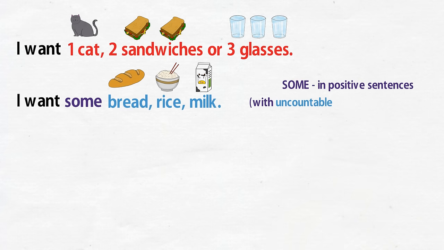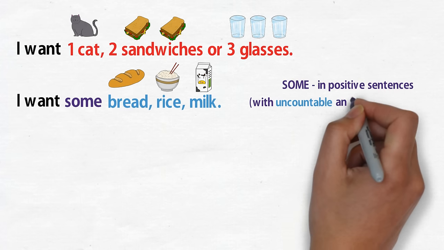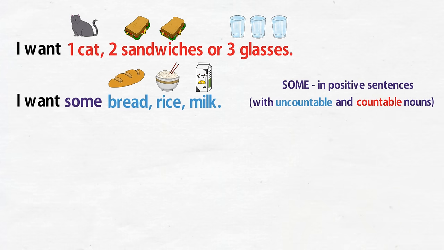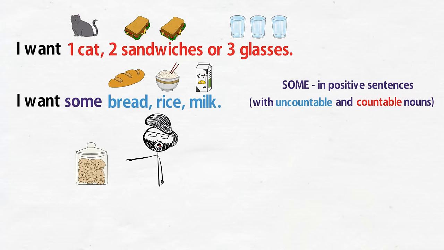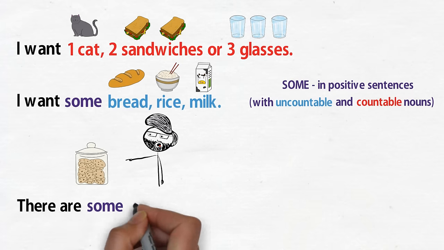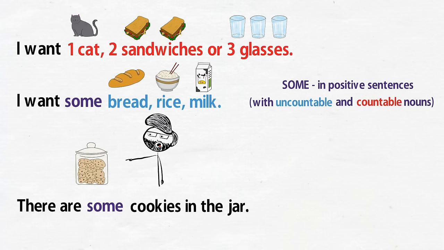However, we can also use it with countable nouns when we don't know the exact number of something. For example, if you see a jar of cookies, you can say, there are some cookies in the jar.